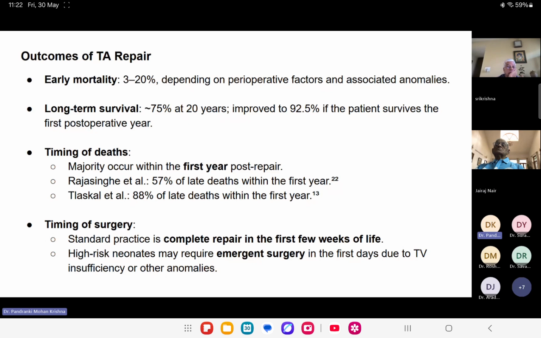Timing of deaths: the majority occur within the first year post-repair. One study showed 57% of late deaths within the first year, and one more study showed 88% of late deaths within the first year. If we pass the first year, then the survival is around 92%. Timing of surgery: standard practice is complete repair within the first few weeks of life, around 6 weeks, and high-risk neonates, who usually have truncal valve insufficiency or other anomalies, may require emergency surgery also.